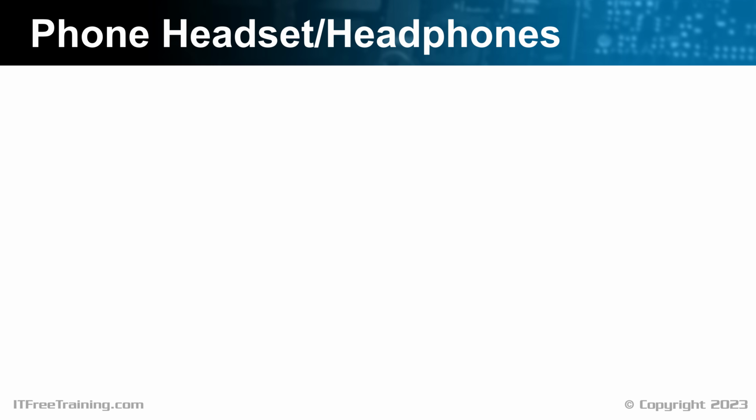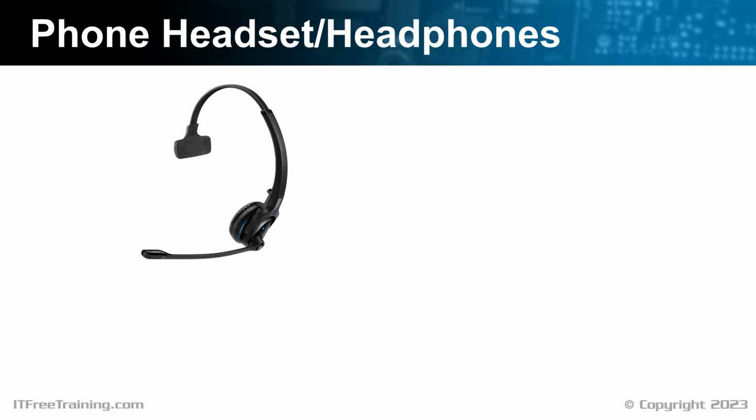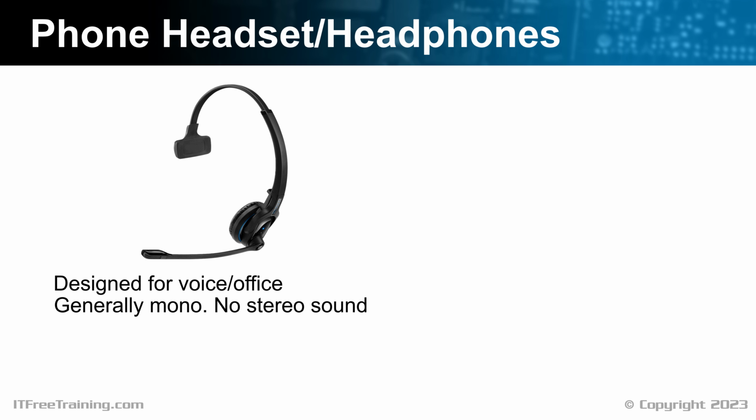Your requirements for what you want from a headset will play a big factor in the type of headset that you'll purchase. If you're purchasing a headset for a telephone, these headsets are designed primarily for voice and are used in the office. For this reason, they are generally mono and thus don't support stereo sound. In a lot of cases, they'll just have one speaker. Since these headsets are used in the office or a call center, they may include noise canceling.